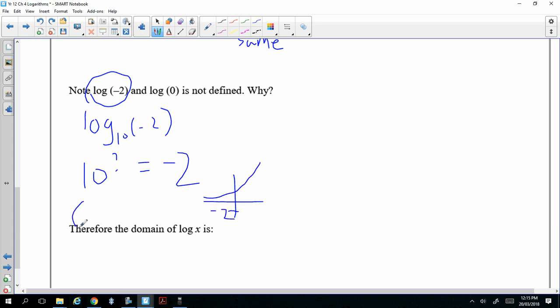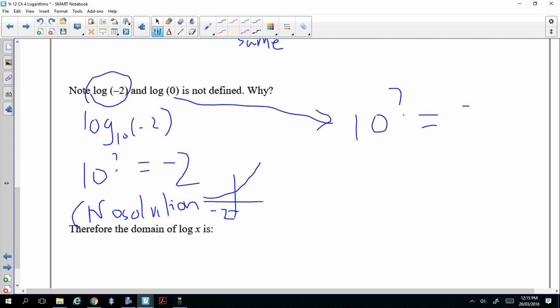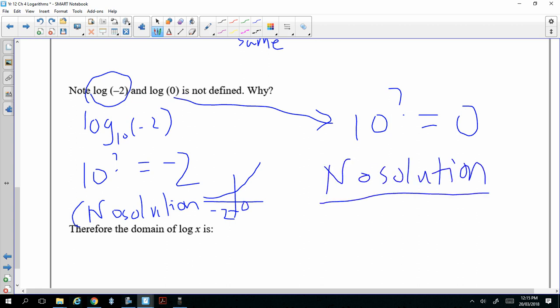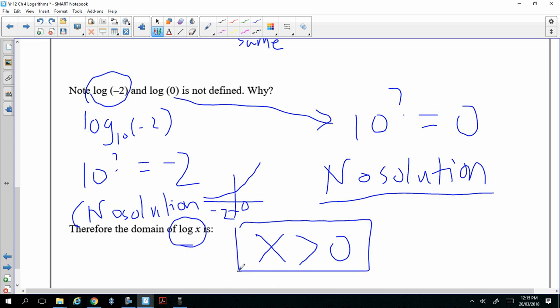And the same thing, log 0 is the same. 10 to the power of what is 0? Again, it cannot be 0. So no solution. So for this reason, the domain of log x is actually x bigger than 0. It can only take positive numbers. Okay? Write it down. Right, after you finish, you're going to look at the graph of log, then we're done. Then tomorrow we'll do some log laws. On Thursday we'll do log laws.